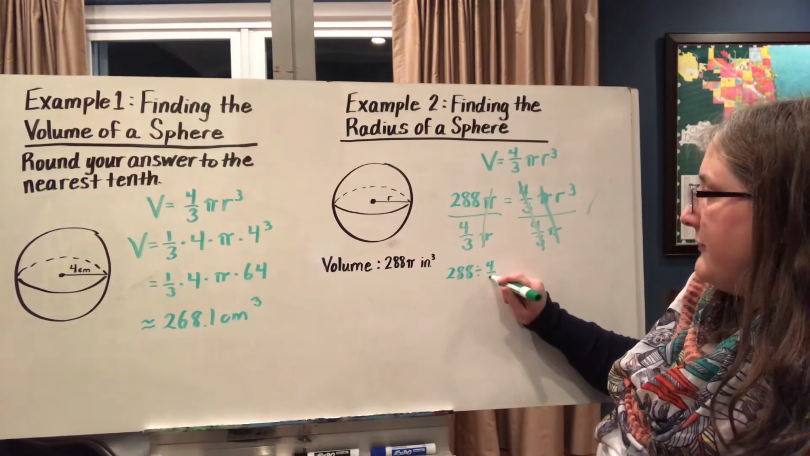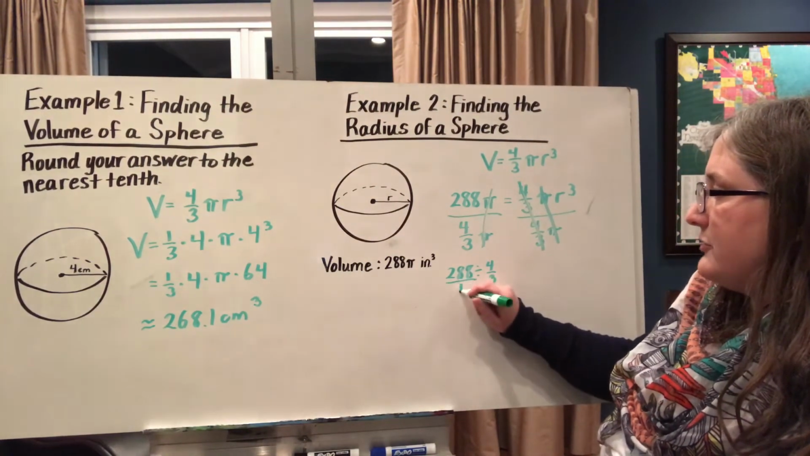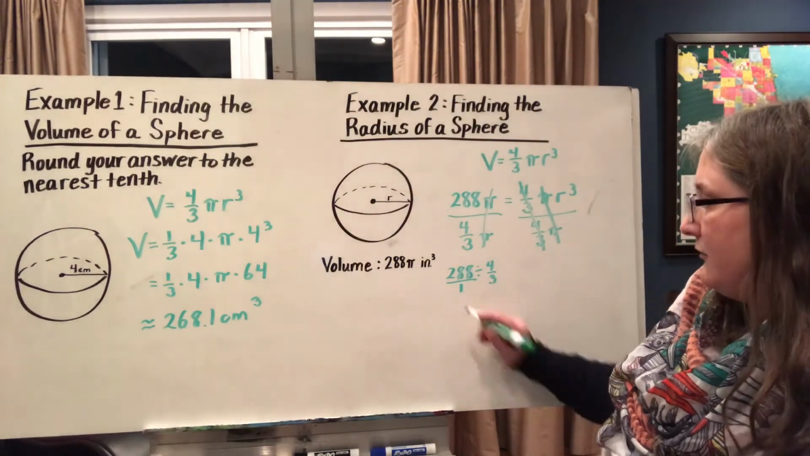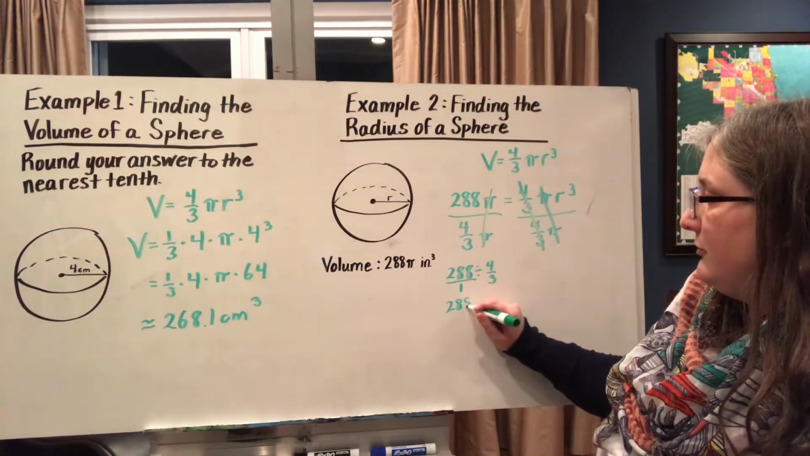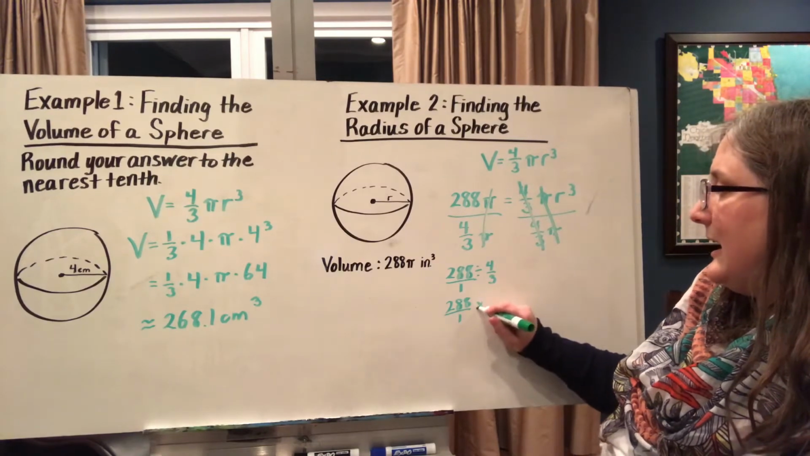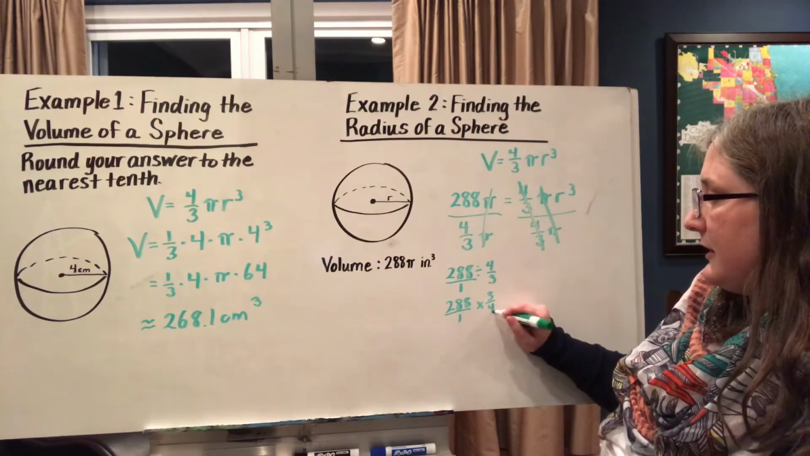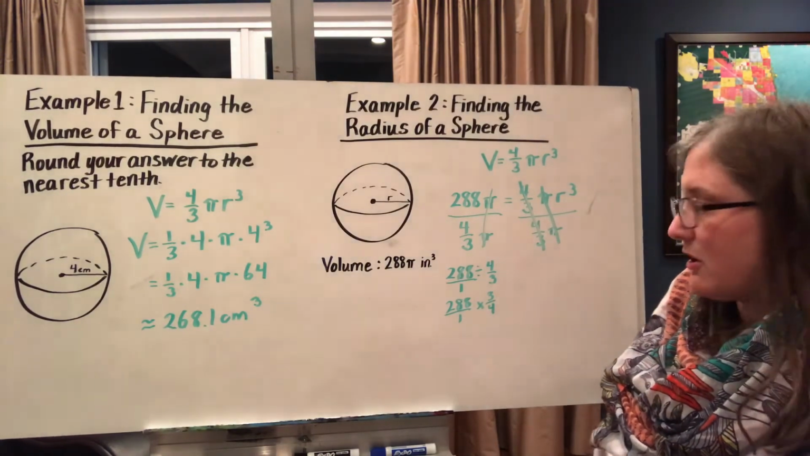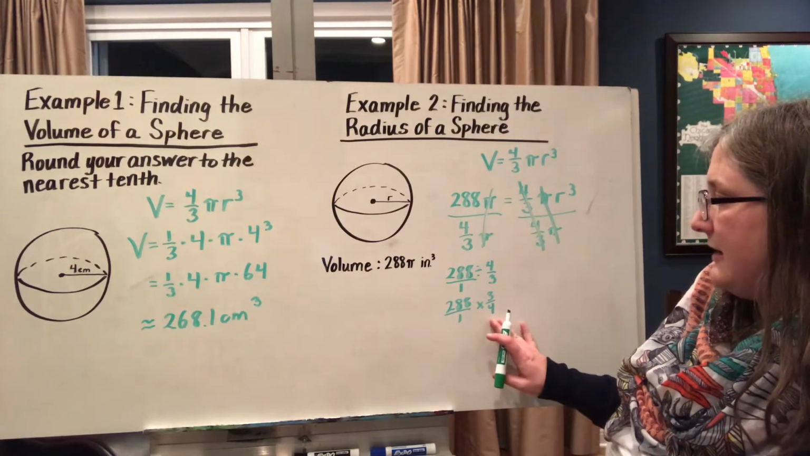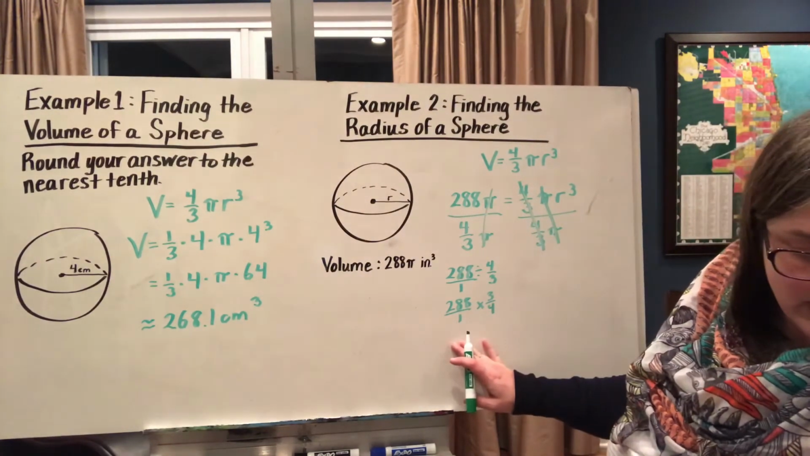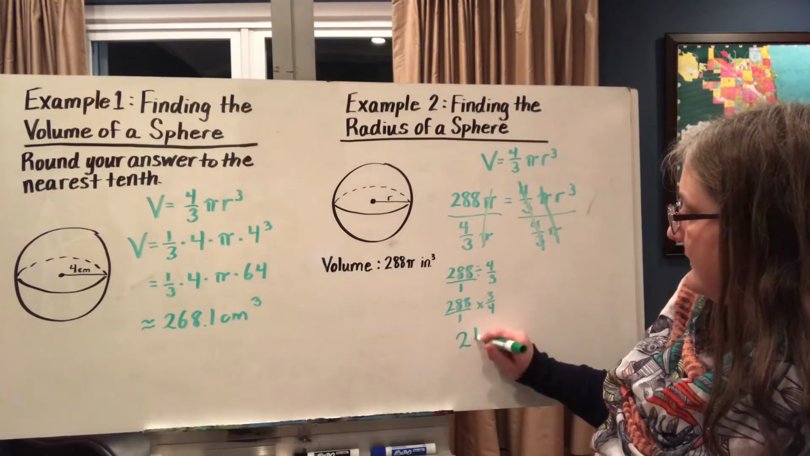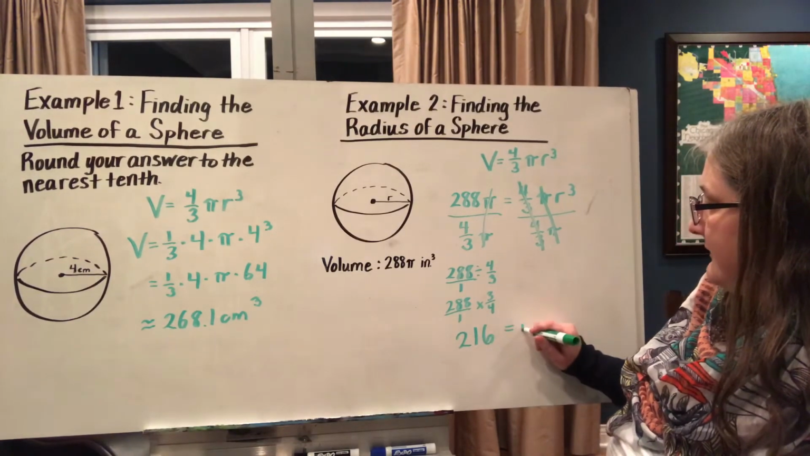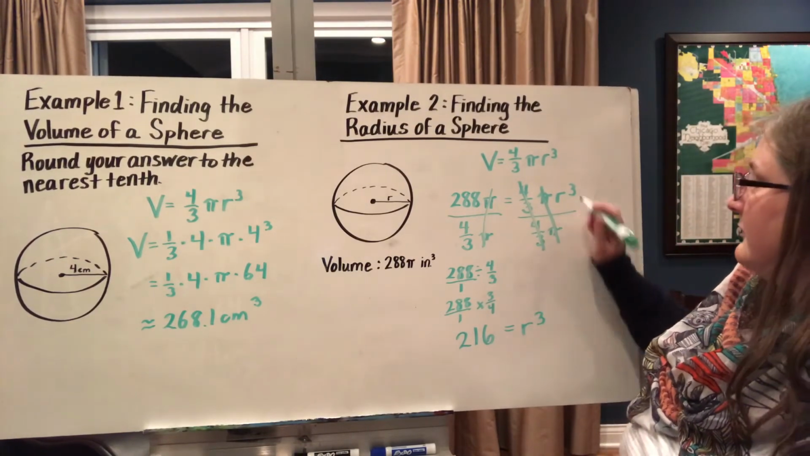Well, when I'm dividing by a fraction, I can always make my other number a fraction by giving it a denominator of 1. And I'm actually going to do 288 over 1 times 3/4. So I can multiply by 3 and divide by 4, or multiply by 0.75. And for this total, I get 216. So 216 equals my radius cubed.